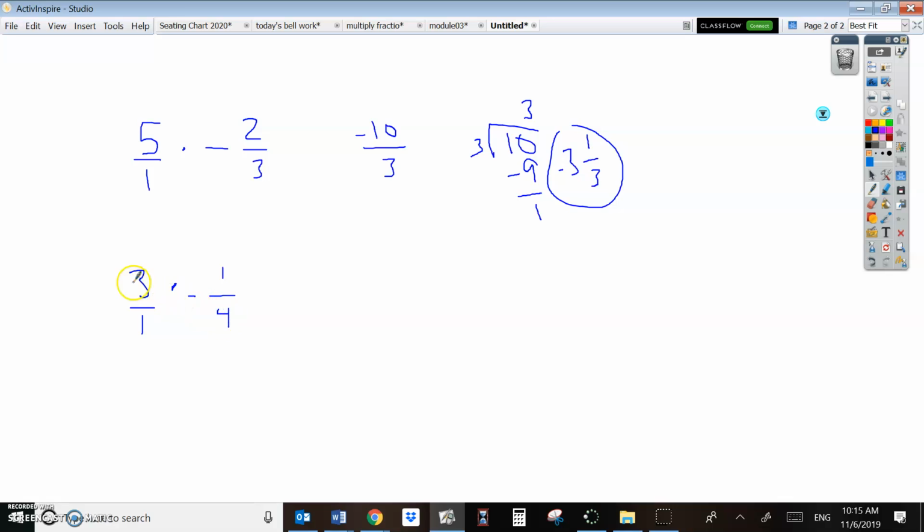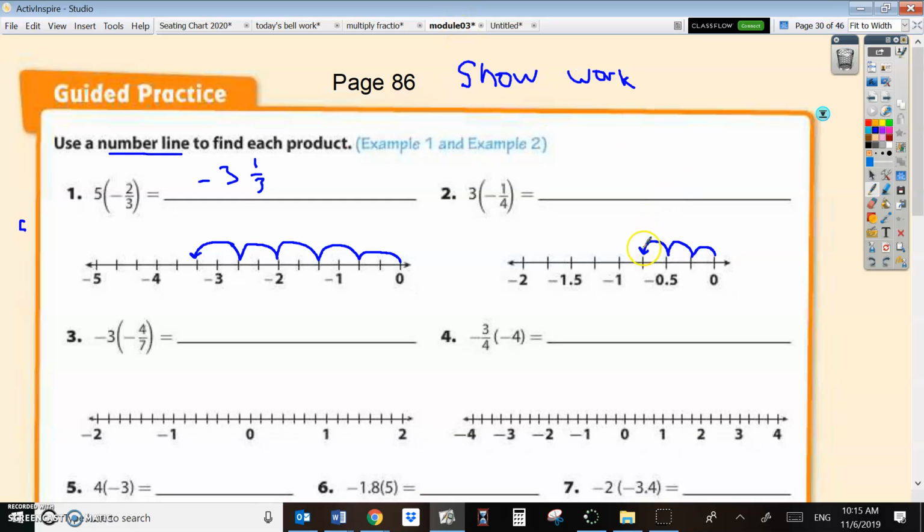Can you cancel the 3 and the 4? Nope. Can you cancel the 1 and the 1? Nope. Negative 3/4. Is that what we have right here? Negative 3/4, yep.